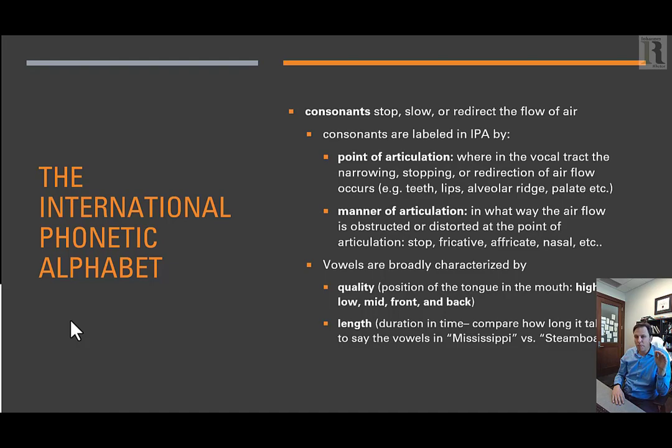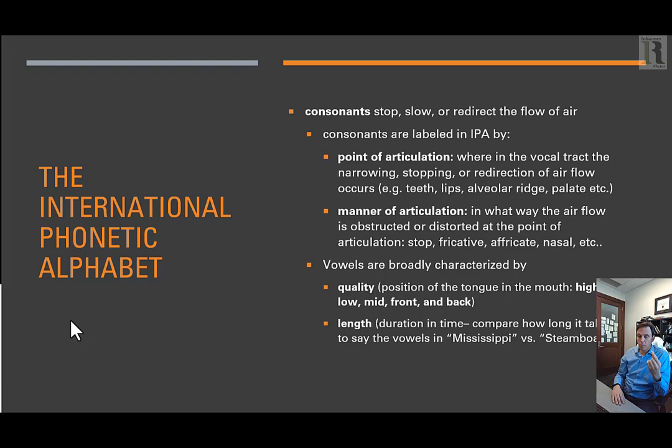Is it being stopped completely, as in ata? Is it being almost stopped, as in asa? Is it being stopped at first and then repeated, as in atsa, like a ts, tz kind of sound? Or is it being redirected through the nose? Anna, anna. This is the manner of articulation, that's the consonant. Where is it being articulated in the mouth, and how? In what way is the air being stopped or distorted?